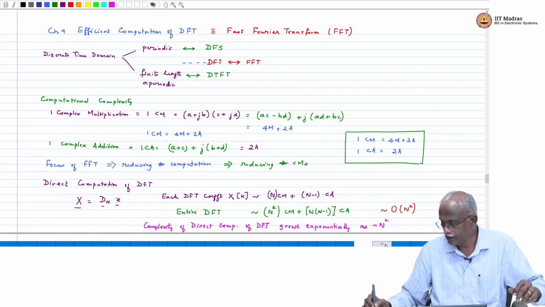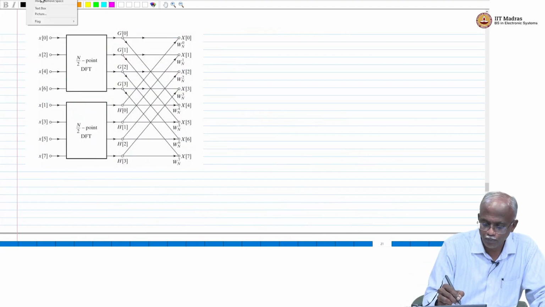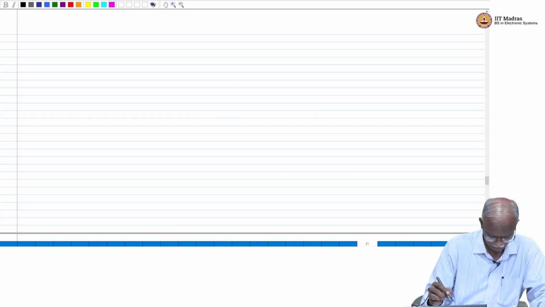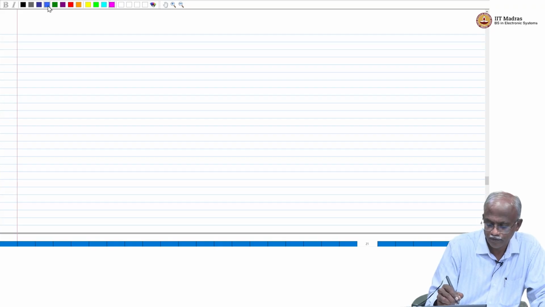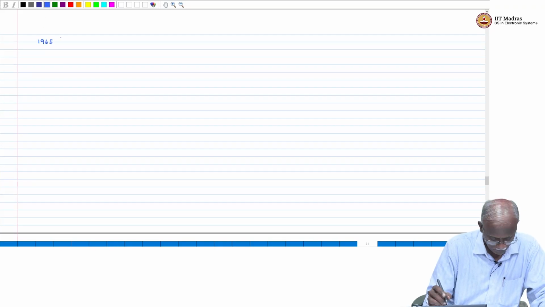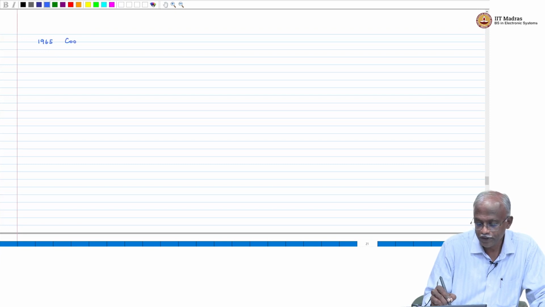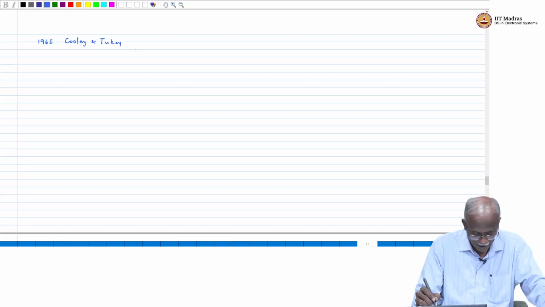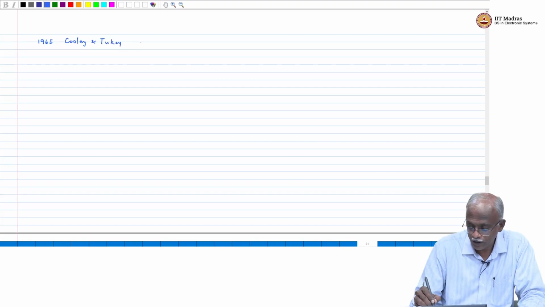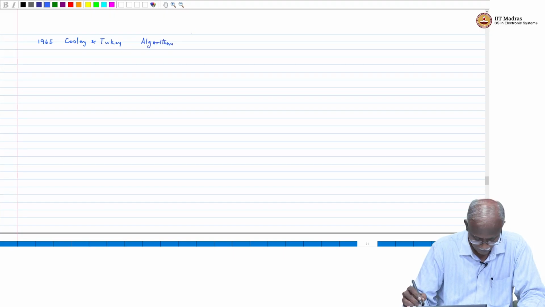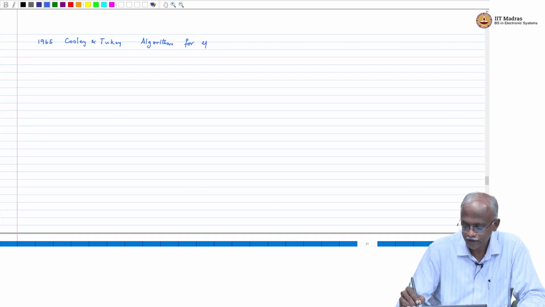Okay, and this is where a phenomenally important invention came up in 1965. Two scientists at Bell Labs, their names were Cooley and Tukey. They came up with an algorithm which significantly reduced the computations. Algorithm for efficient computation of the DFT.